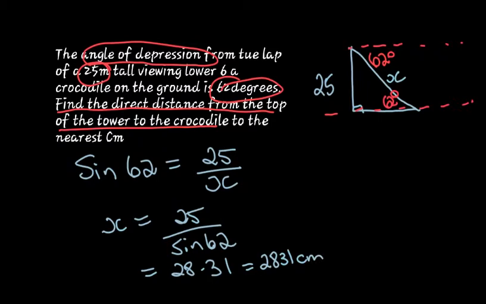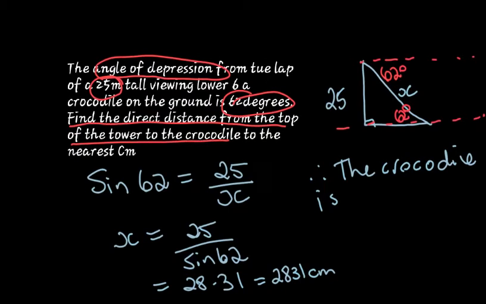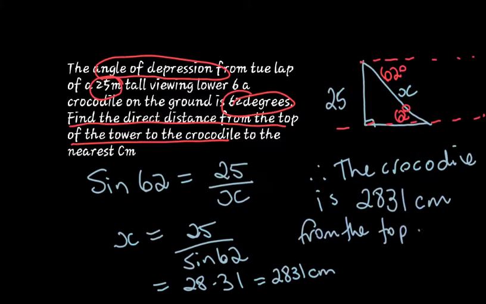Okay, so we then need to write our statement. So therefore, the crocodile is 2,831 centimetres from the top of the tower.